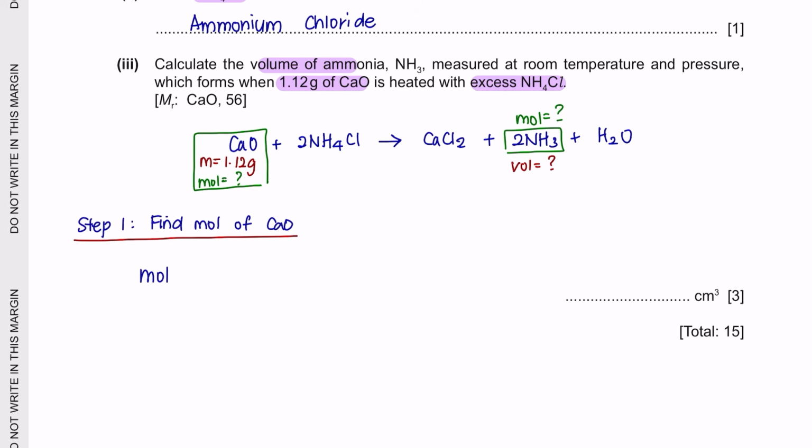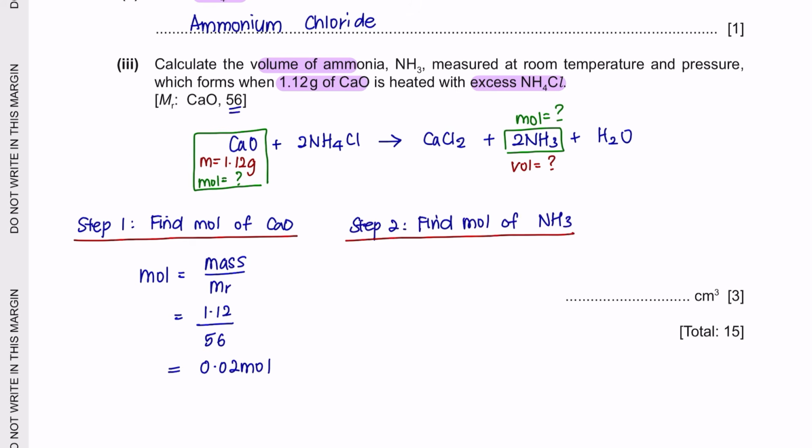So to get the mole, it will be mass over relative atomic mass. The mass is 1.12 gram and the relative atomic mass for calcium oxide is 56, giving us a mole of 0.02. Next, we're going to find the mole of ammonia. As you can see here, we're going to use the stoichiometry value. If there's no number, it means it's only 1, and the stoichiometry number for ammonia is 2. So 1 calcium oxide produces 2 ammonia. So if we have 0.02 mole of calcium oxide, that will make 0.04 mole of ammonia.